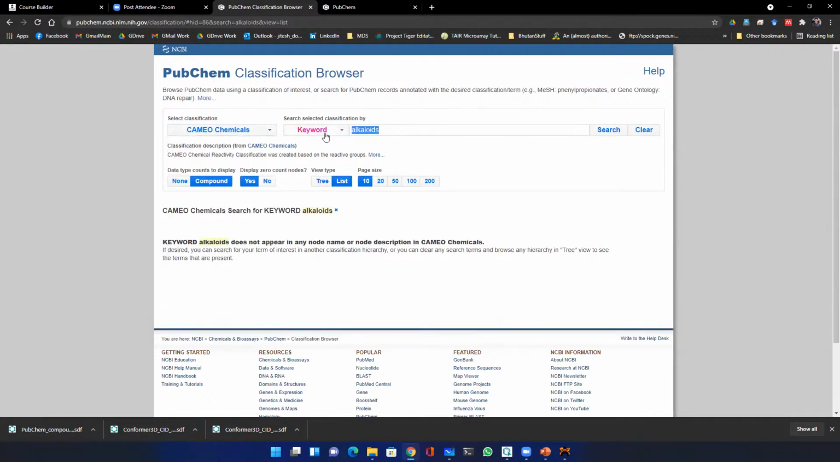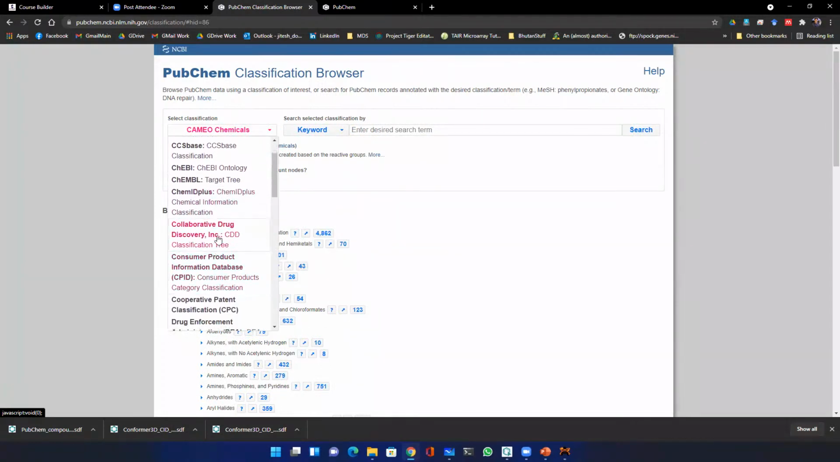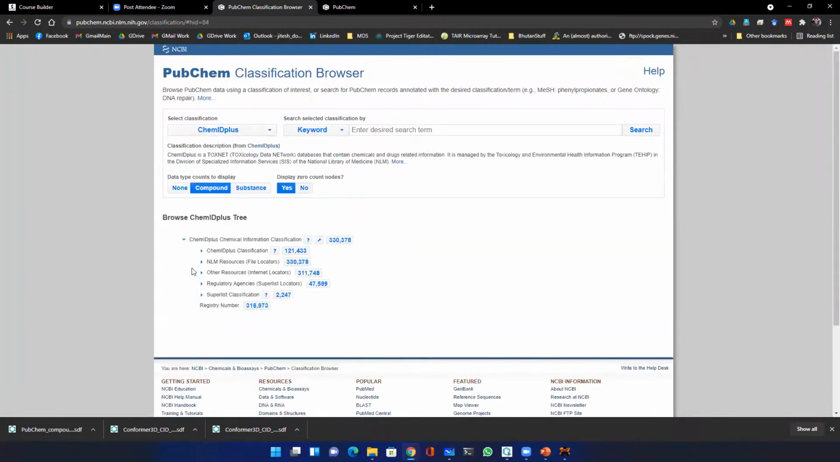I think searching won't help here. We have to just look for a very specific category. There is a category, I just don't know which one, which has that classification. Okay, let's start with the KMID classification. Let's try to do that.